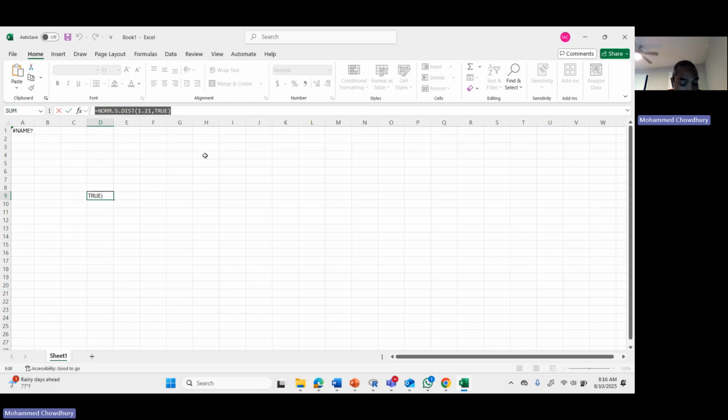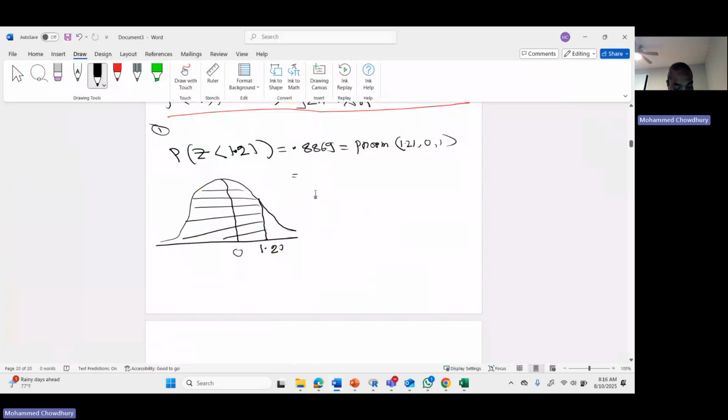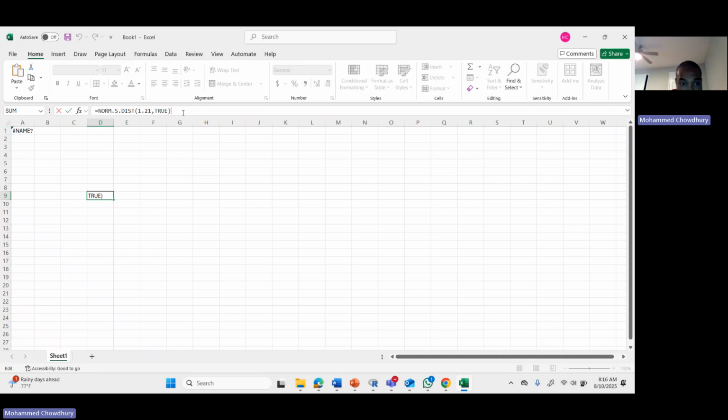Let me write it. How to use it in Excel. In the Excel, you have to write here norm dot s dot distribution, then 1.21 and true. If you write this, you will get the same 0.8869. Okay, 0.8869. So if I write it in here, norm dot s dot distribution 1.21, see what I'm getting.